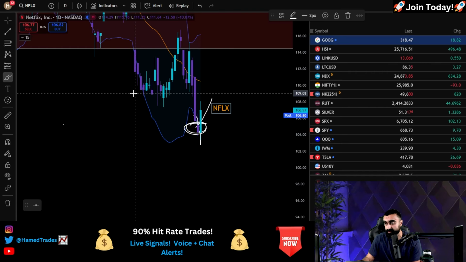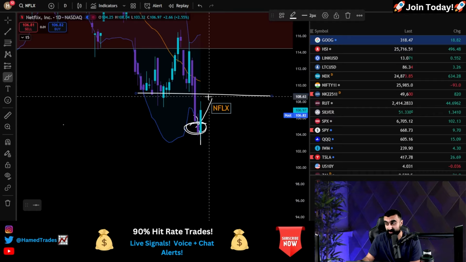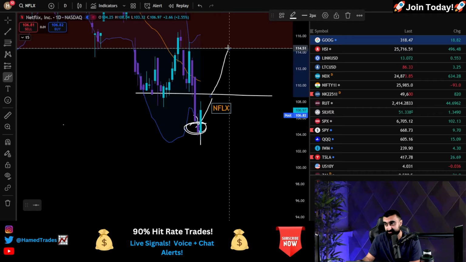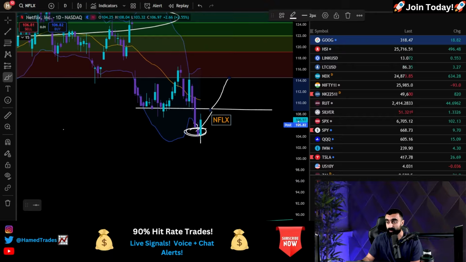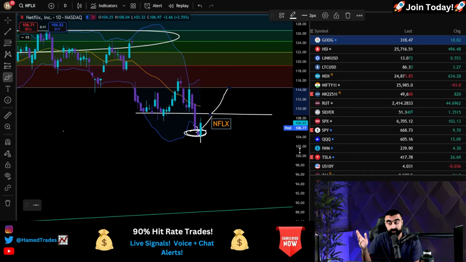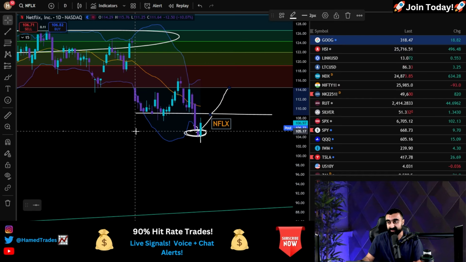If Netflix can hold above 108, major resistance here at 108, 109. If it breaks above that, then it's off to the races. Lots of upside potential on Netflix. You cannot argue with that. Netflix is bottoming itself out. Next, let's go ahead and take a look at Meta, okay?